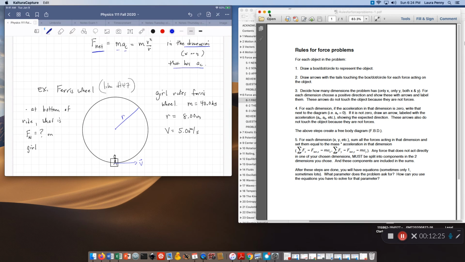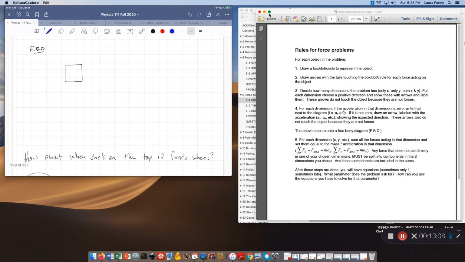And so we say there's a girl riding a Ferris wheel. She has a mass of 40 kilograms. The radius of the Ferris wheel, of the whole thing, is 8 meters, and the speed that everybody's moving around is 5 meters per second. And I want to know, at the bottom of the ride, what is the normal force on this girl? So I'm trying to show this little cartoon here. So she's at the bottom of the ride, and here she is riding in the cart. And there's a normal force from the cart's floor pushing up on her, right? There's a normal force. And so we're going to see what this looks like.